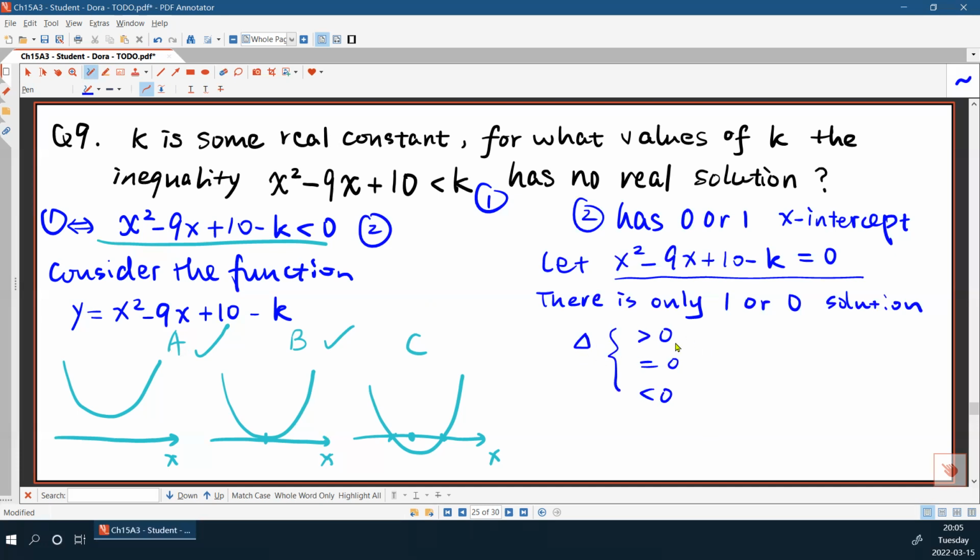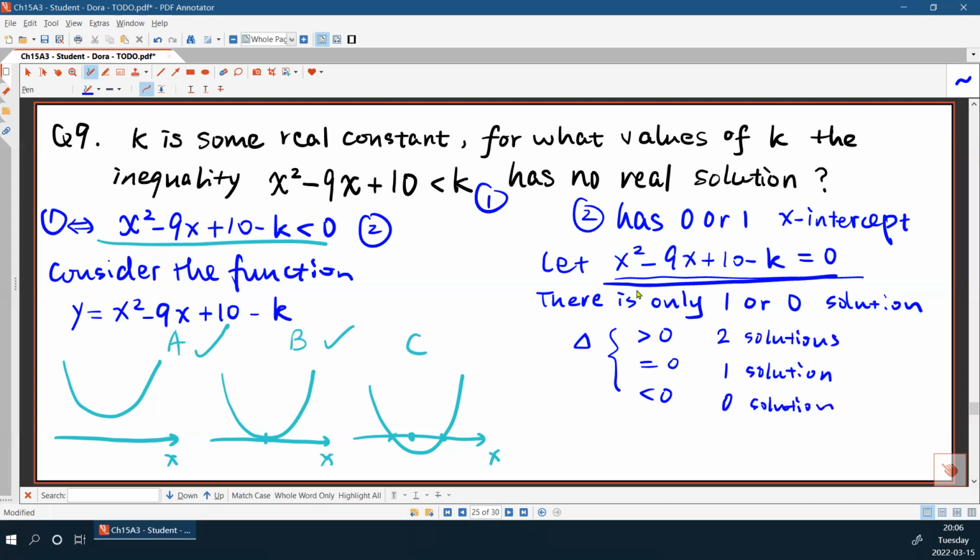Okay, let me ask you. If delta is greater than 0, what will happen? Then it's real, there will be two different solutions, right? And if delta is 0, what will happen? There's only one solution, or it's called a double solution, right? And if delta is less than 0, what will happen? For a quadratic function like this, there will be no solution, okay?